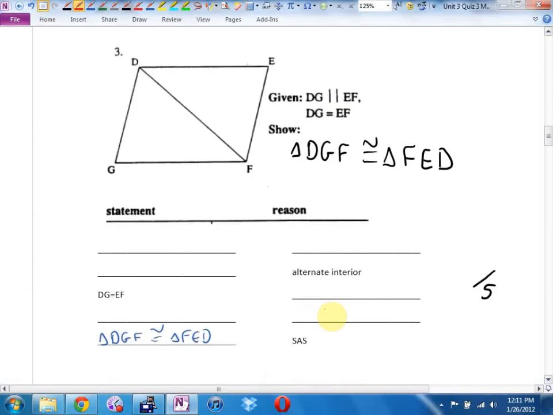Number 3. I already cheated and wrote the final line in. Hopefully you'll all clue into that on the test, and that way at least there's no way you can possibly get 0 if the final line isn't filled in. Whatever says show goes there. You may not know the reason, but you get something. What am I going to write first?